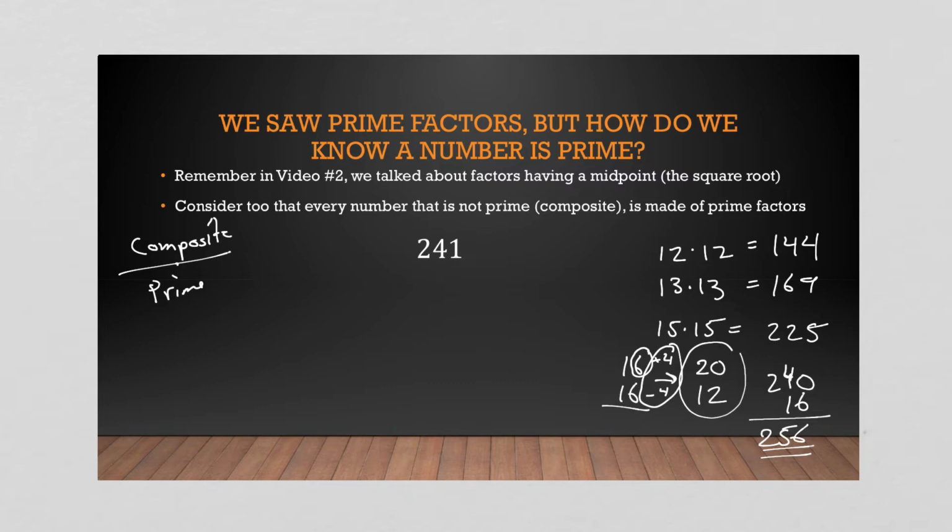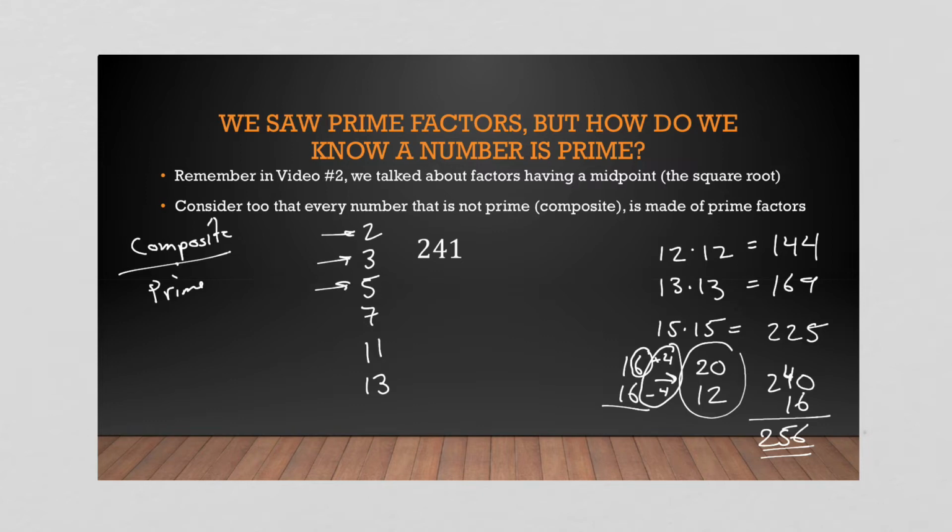So we can see now that 241 is basically in between 15 and 16. So you've got to try numbers below 15 as factors, and you only need to try primes. So 13, 11, 7, 5, 3, and 2. And remember that we have divisibility rules for numbers like 2 and 3 and 5.